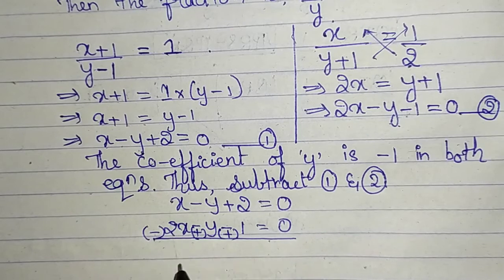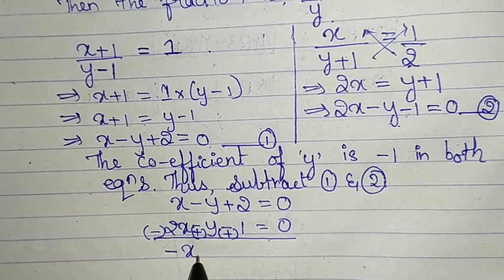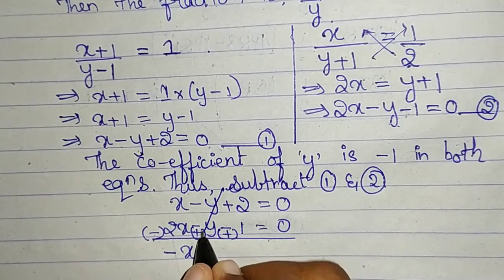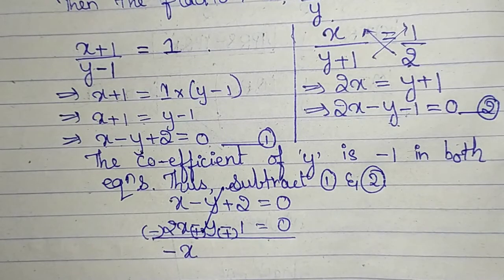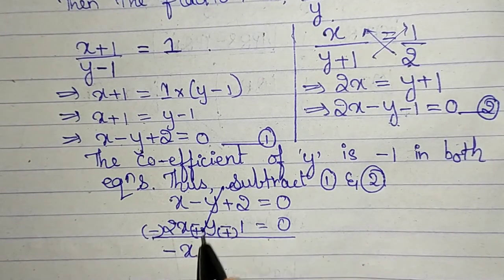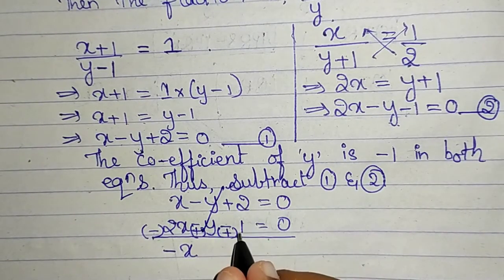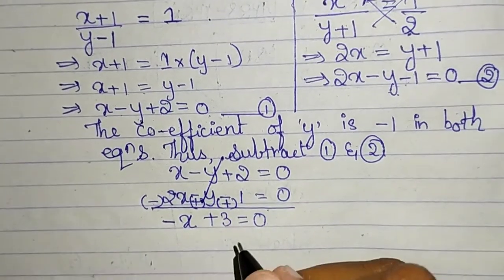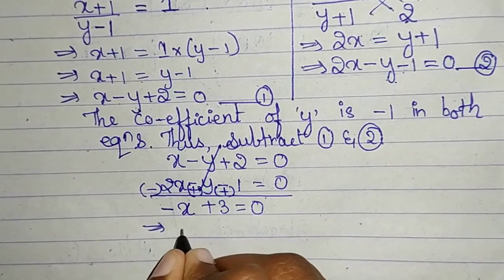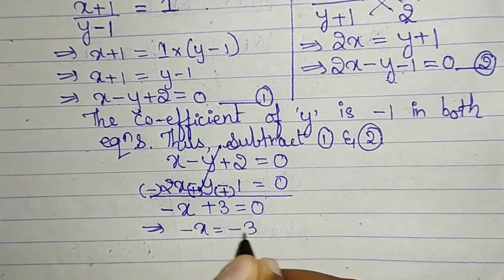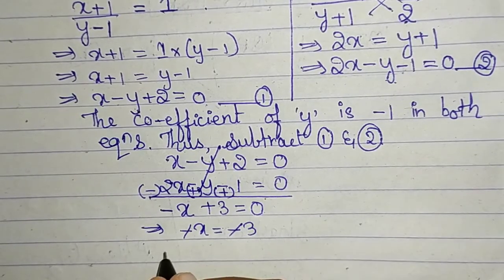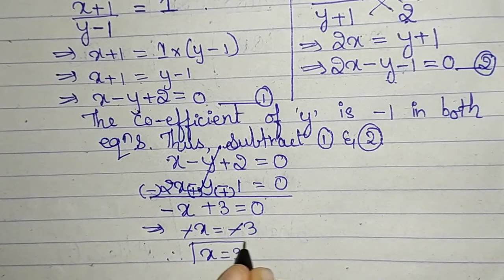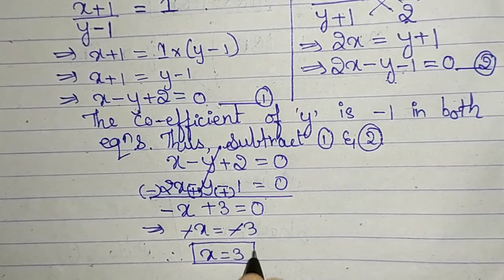So x minus 2x will get minus x. Minus y plus y cancels each other. Here I am not multiplying the coefficients because already the coefficients are the same. So minus y plus y is 0, and here plus 2 plus 1, plus 3, is equal to 0. So this implies minus x is equal to minus 3. Minus minus cancels each other. We'll get, therefore, x is equal to 3. So the value of the numerator of our fraction is 3.